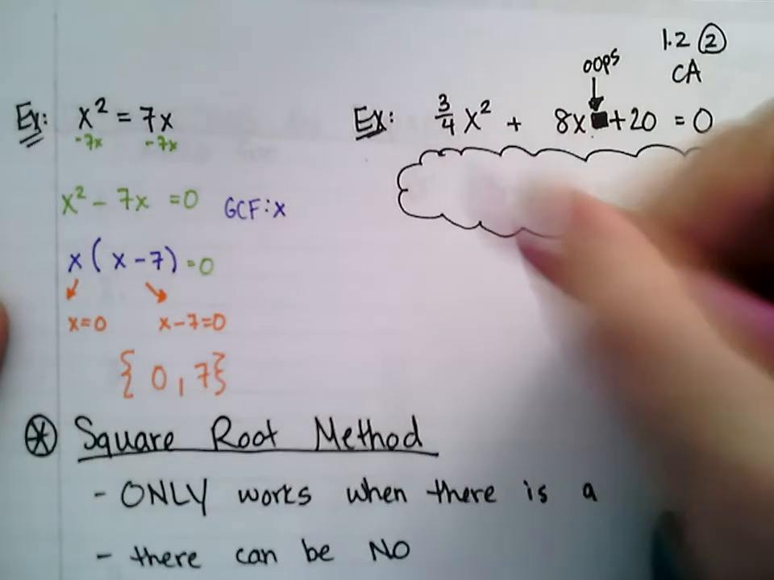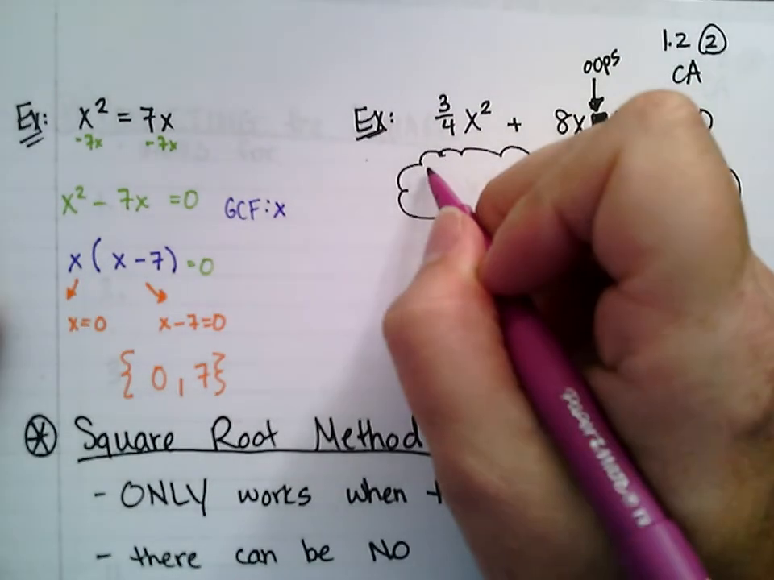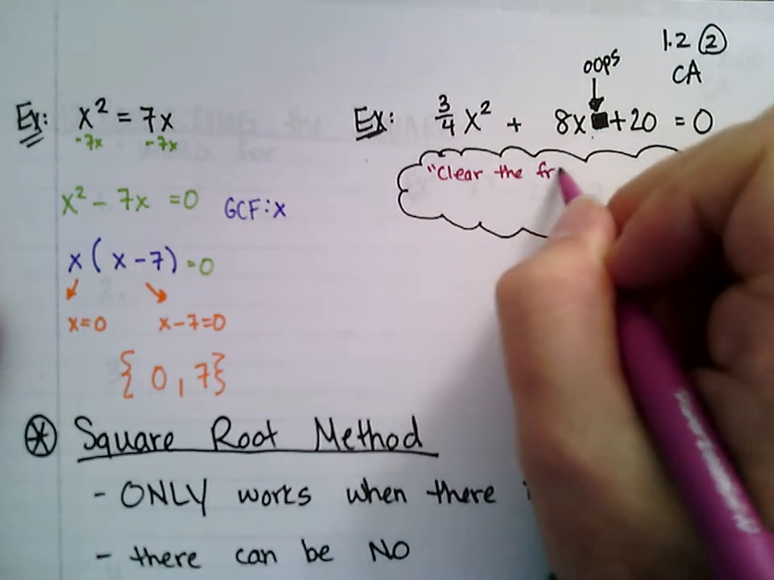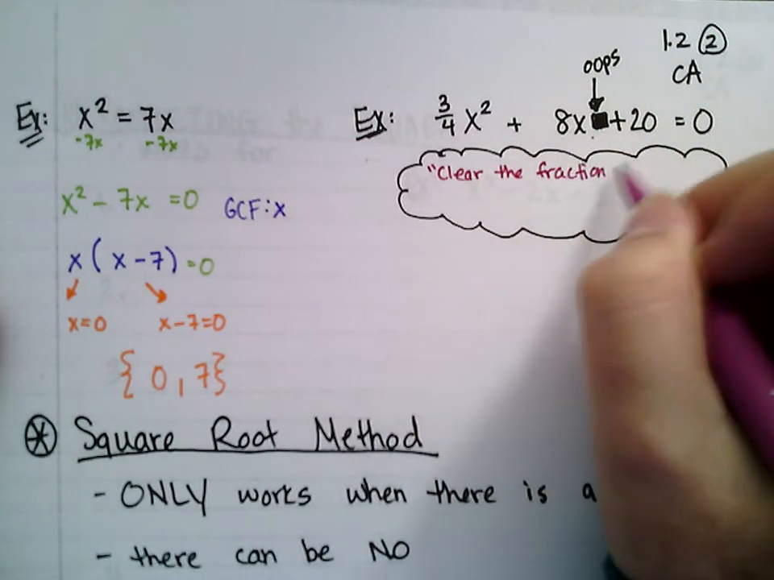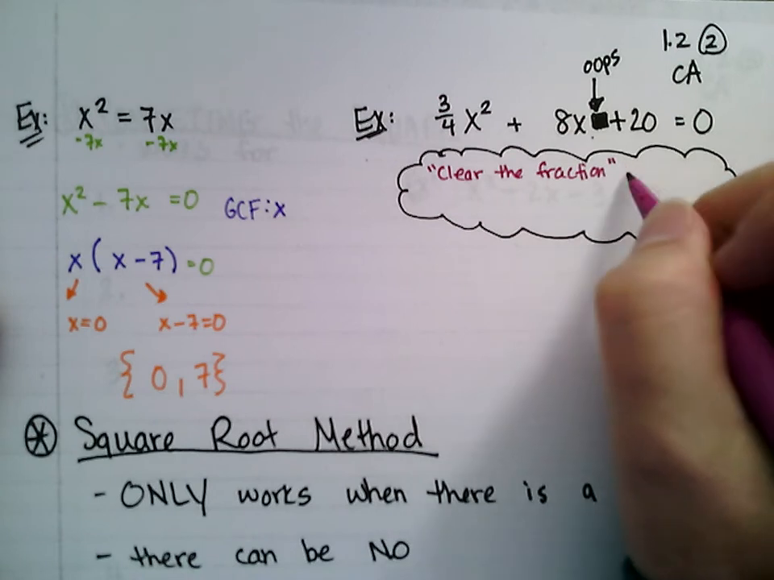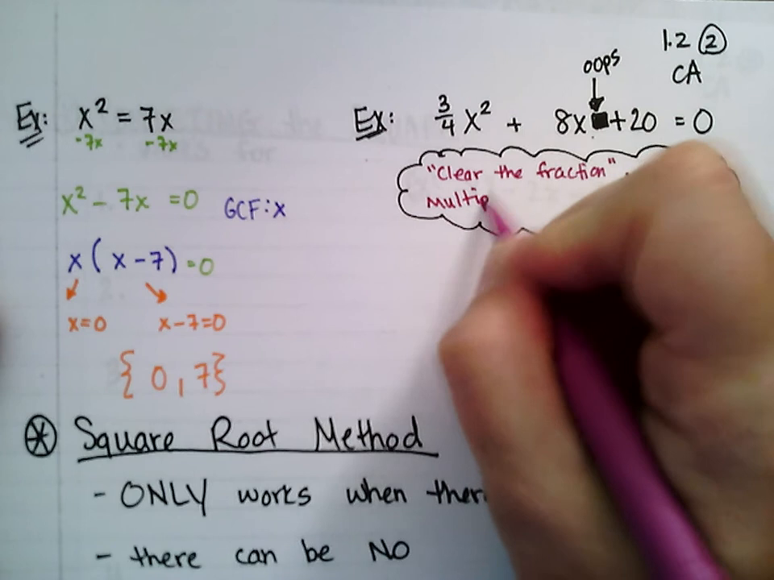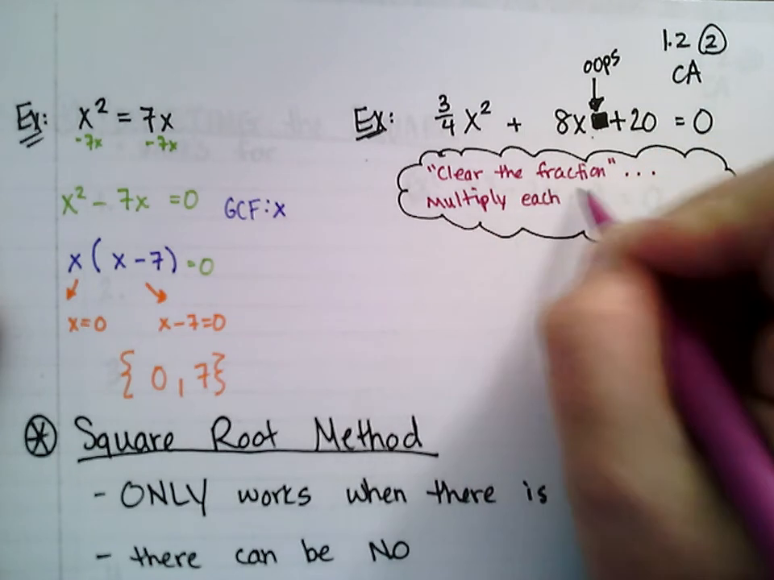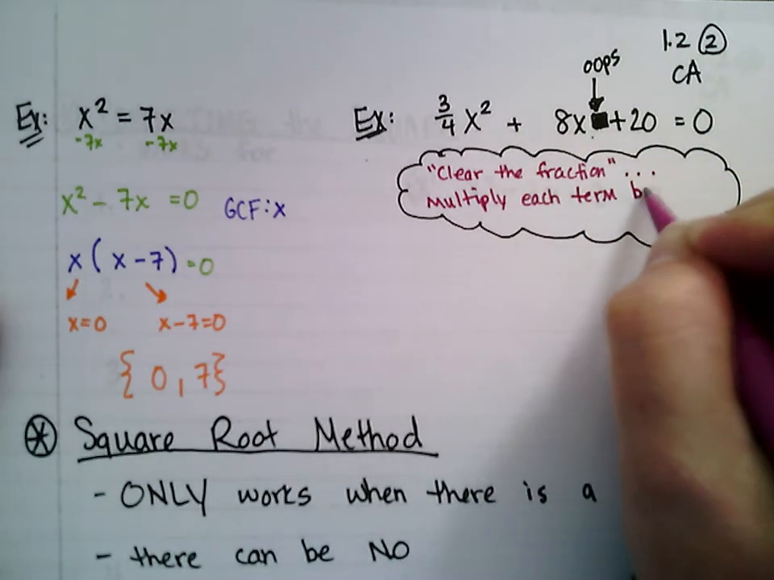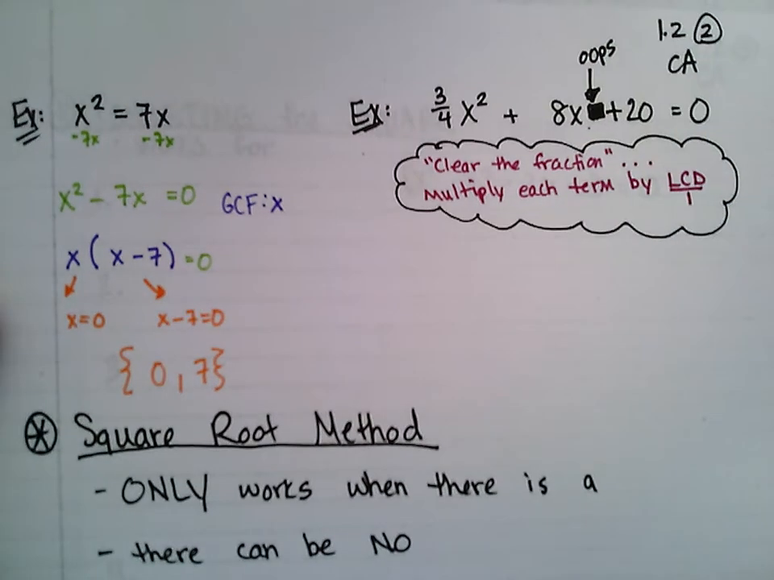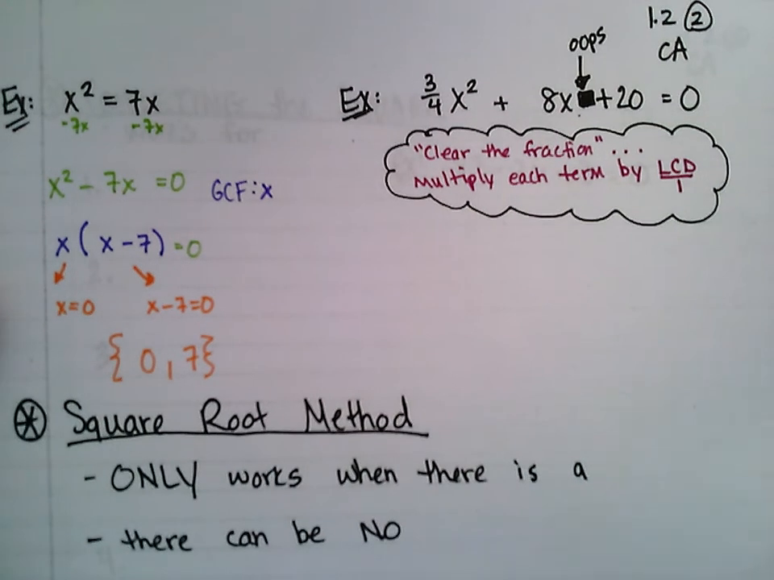We don't like it. How do we deal with those fractions? Remember, we clear the fraction by doing what? Remember, we got to multiply each term by the LCD over 1. So we want to keep that strategy in mind anytime we see a problem with fractions.